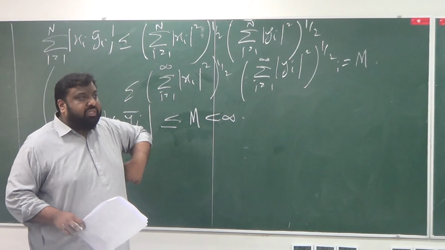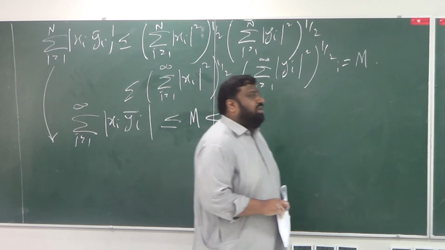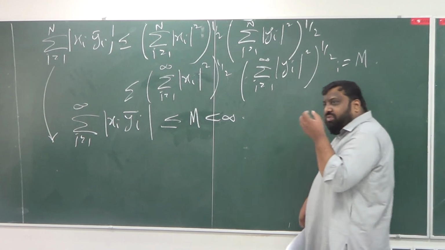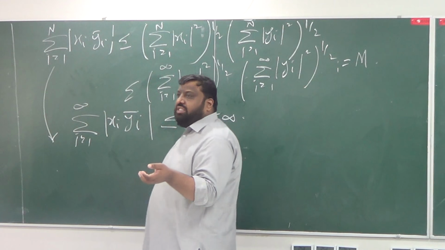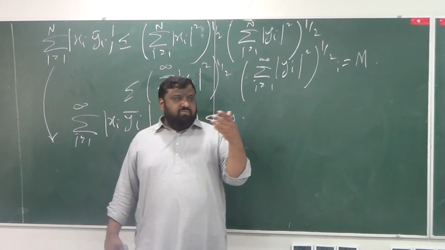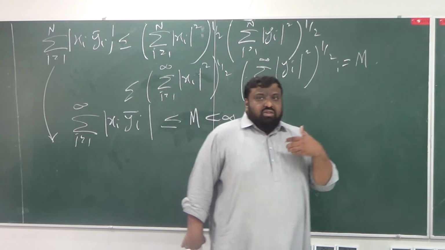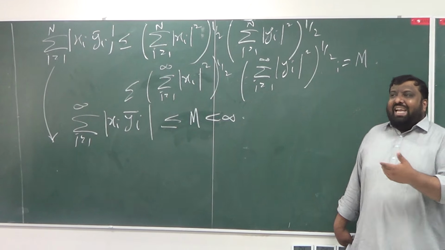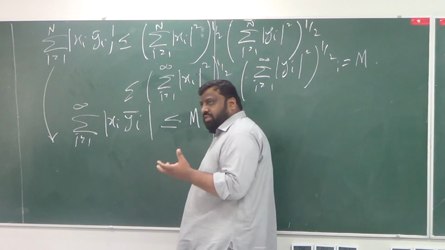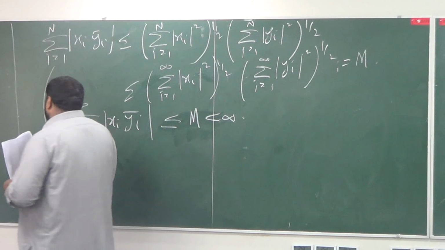Scalar multiplication is pretty simple. If you are interested, next time I'm interested in why this is a vector space. So scalar multiplication is pretty simple. In other words, if you take a square summable sequence and you multiply it with a scalar, the new scaled vector is still going to be square summable. So you have to prove it for yourself.